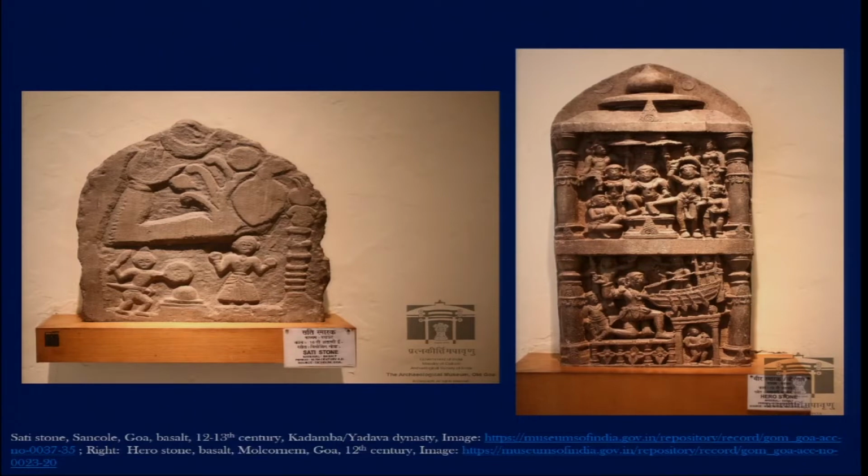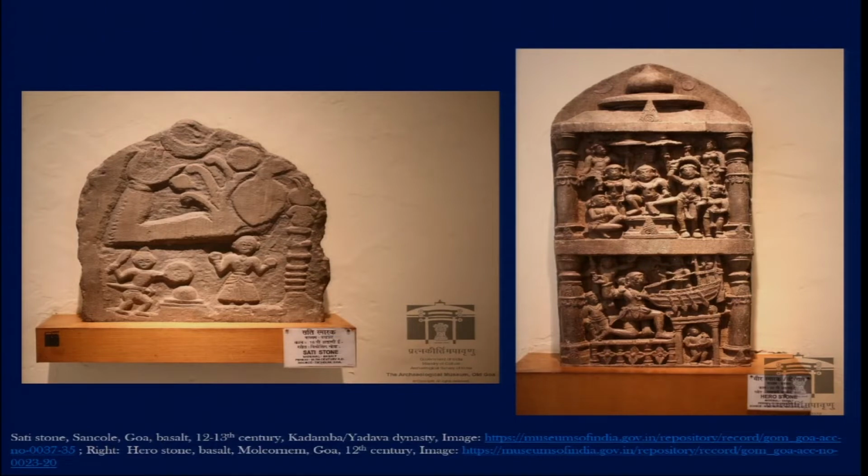As we know, for the hero stones, we find the heroic male members of the society whose heroic deeds are established by means of these memorial stones, which are placed at prominent sections of the neighborhood, and perhaps sometimes also at the fringes of the city. And then there is another kind of stone, called the sati stones.